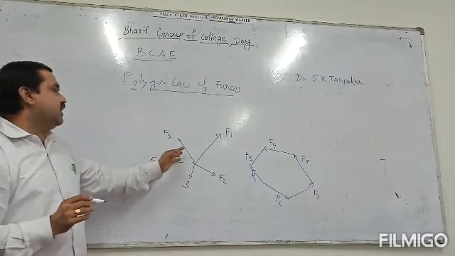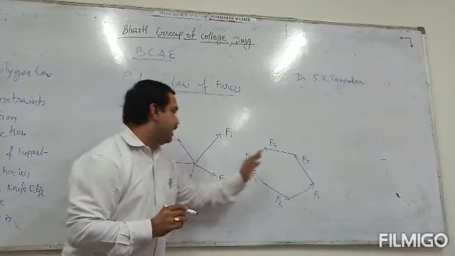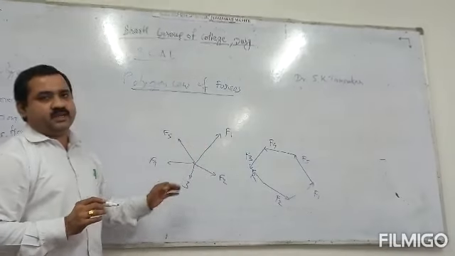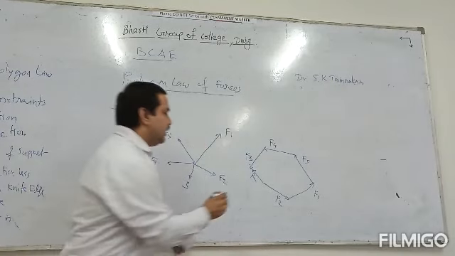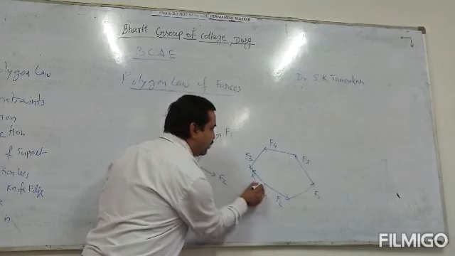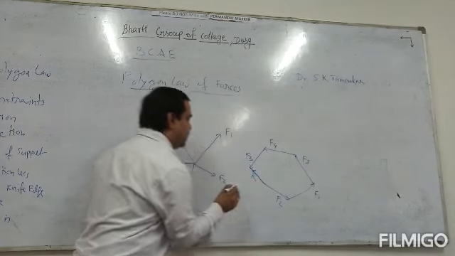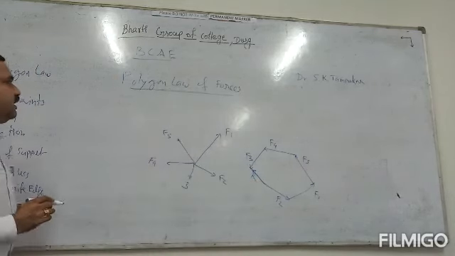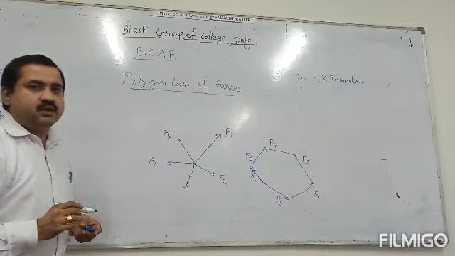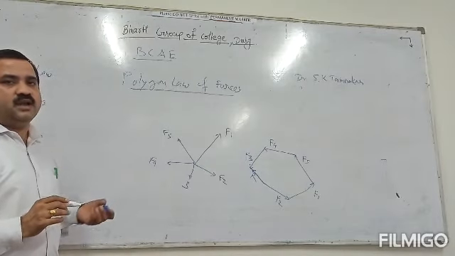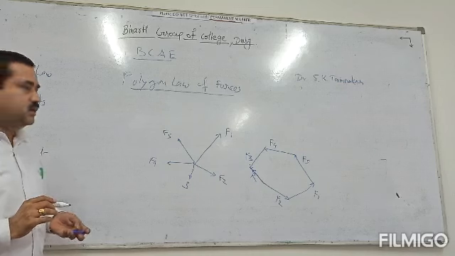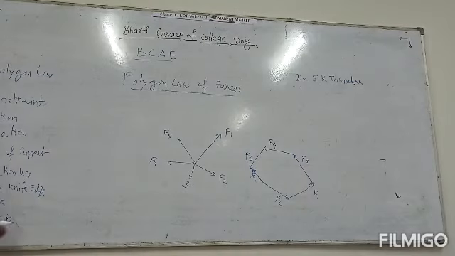Here the sides of this polygon are represented by these forces. Then the resultant is the last. This closing side is called the resultant. This is used to find the resultant when a number of forces are acting on any body. Then next is constraints.